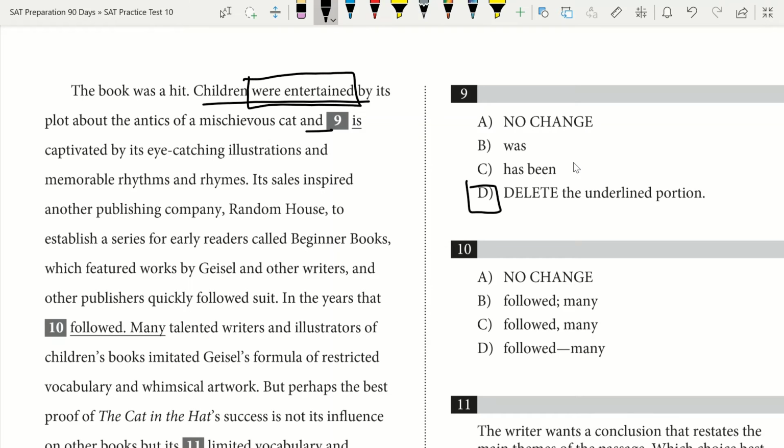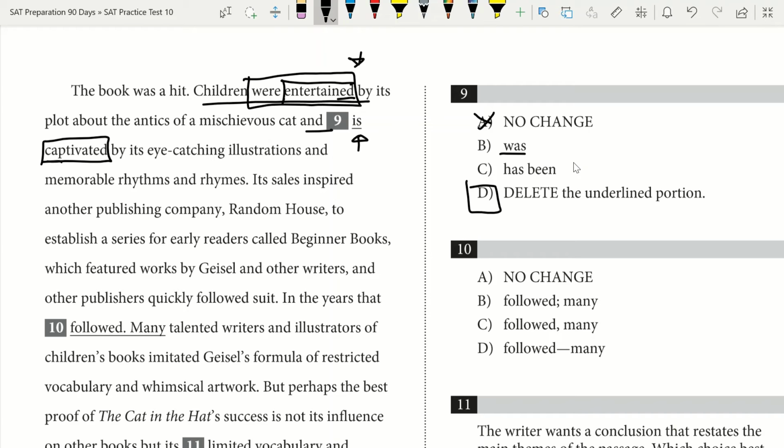So since we have "were entertained," we want to maintain parallelism with "entertained." Okay, we see "entertained" as a past tense verb. We see "captivated," past tense verb. Okay, so since we have that past tense verb in both of those, we're going to look for a past tense verb. Now, "is" is not a past tense verb. We don't want to use that. "Was," once again, we don't need "was," right?